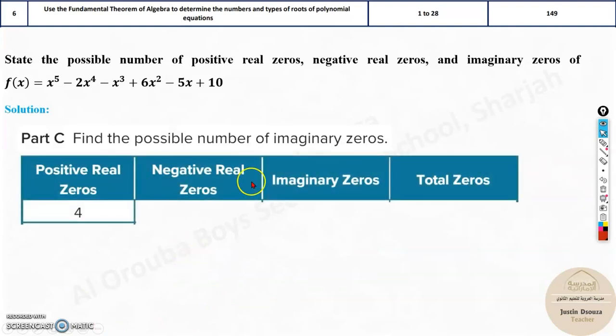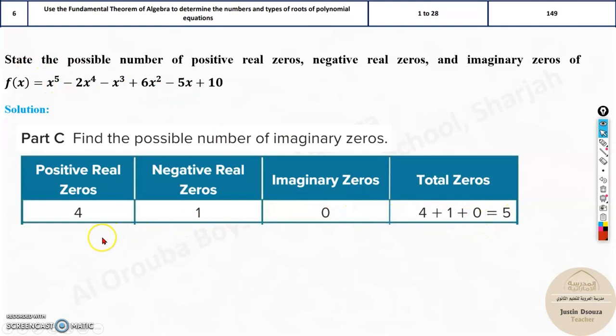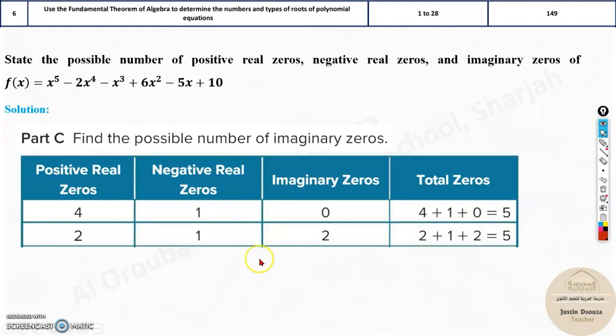And the last step is writing this table. If you know how many positive real zeros and how many negative real zeros there are, the remaining ones have to be imaginary. In this case, if there are maximum 4 positive real zeros and 1 negative, then there are 0 imaginary, because the total is only 5. Same way, let's reduce this. It can be 2 positive, but negative real zeros is maximum 1, so imaginary can be 2. Add them all, it should be 5.